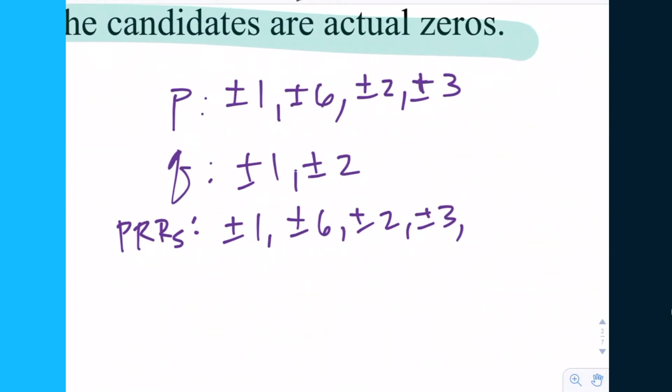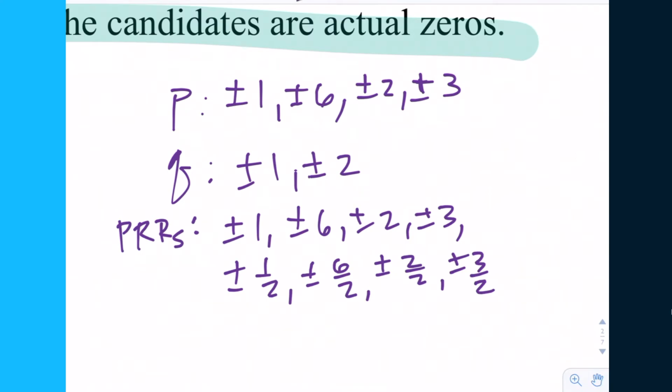I'm going to list them on the row underneath there. So now I get plus or minus 1 over 2, plus or minus 6 over 2, plus or minus 2 over 2, and plus or minus 3 over 2. And if there were another number under Q, then I would do all of them over that number. So it kind of feels like the distributive process.